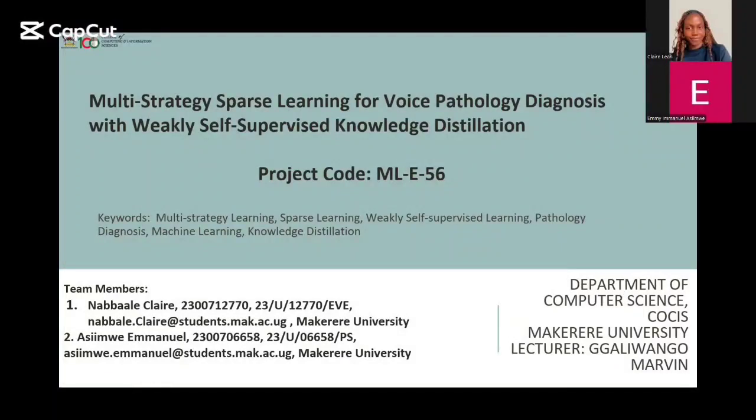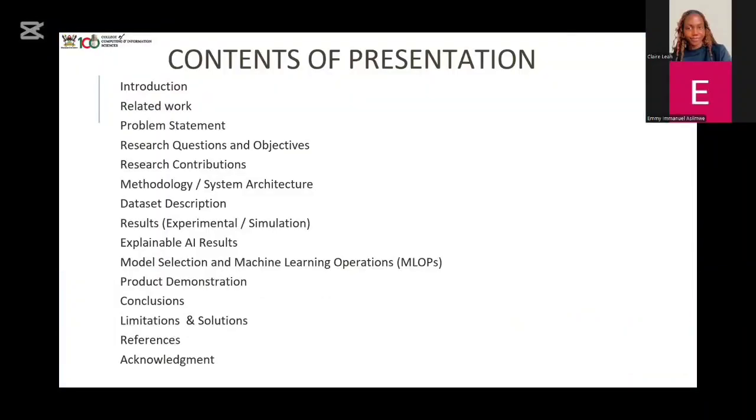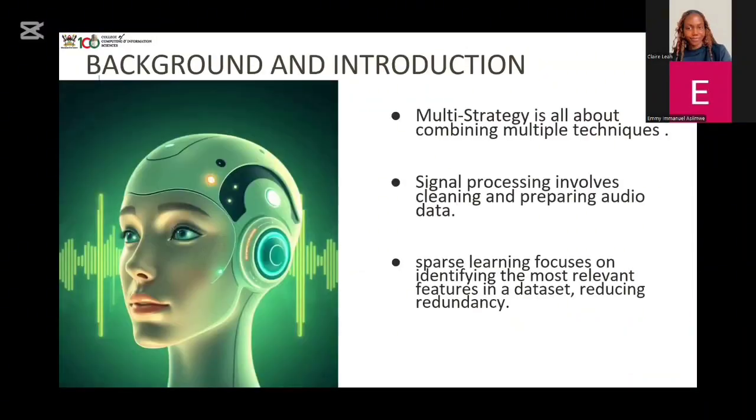Good evening. My name is Claire, and we are working on multi sparse learning for voice pathology diagnosis with weakly self-supervised knowledge distillation, and the contents of the presentation.